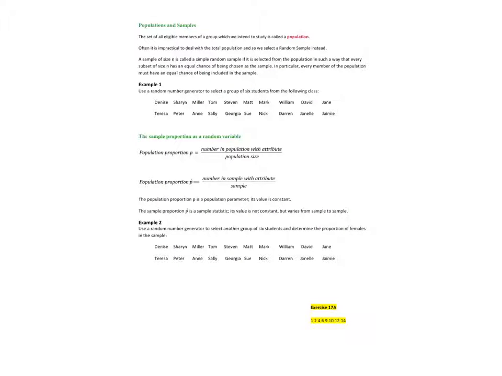So first things first, what is the difference between a population and a sample? Okay, so the population are all eligible members. Okay, that's my population. And as it says here, it's impractical to deal with the total population, so we select a random sample instead. So a sample of size n is called a simple random sample. So I guess if it's completely random, it means that every group, every attribute that you're testing for is equally likely to appear as any other.